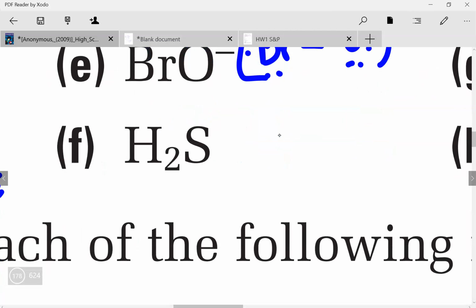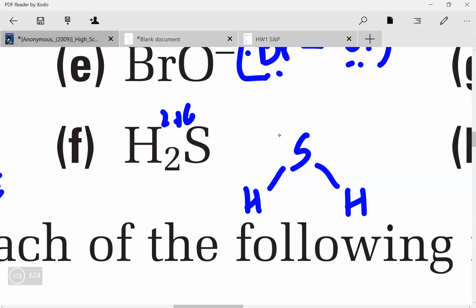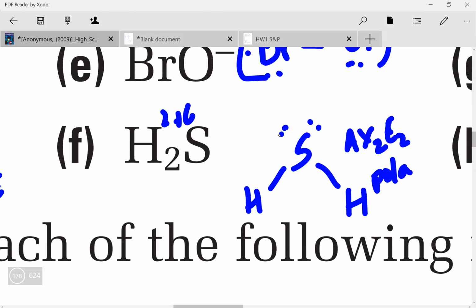H2S, 2 plus 6 is 8. There's only 2 bonds, so I know there's going to be some lone pairs around. 1, 2, 3, 4, 5, 6, 7, 8. This is an angular or bent structure with an AX2E2. This will be polar, just like water.